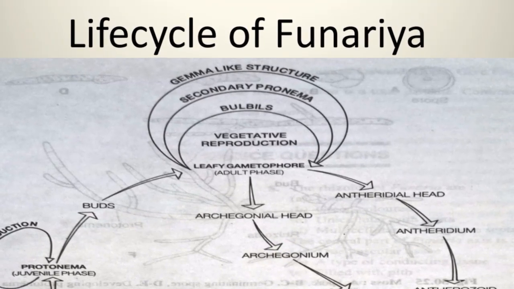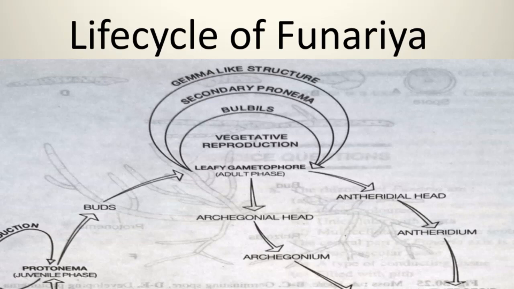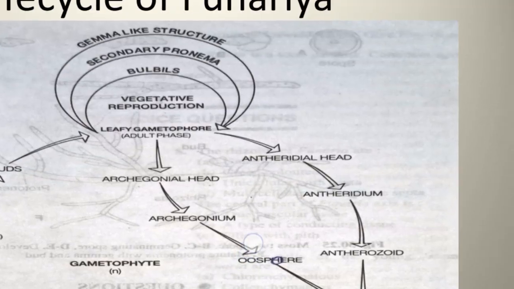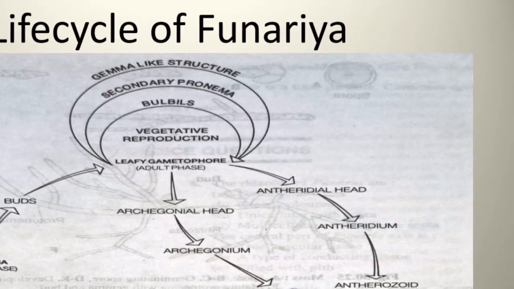In addition to that, Funaria also reproduces by gemma-like structures, by secondary protonema, and by bulbils, which are also helpful in the reproduction of Funaria.